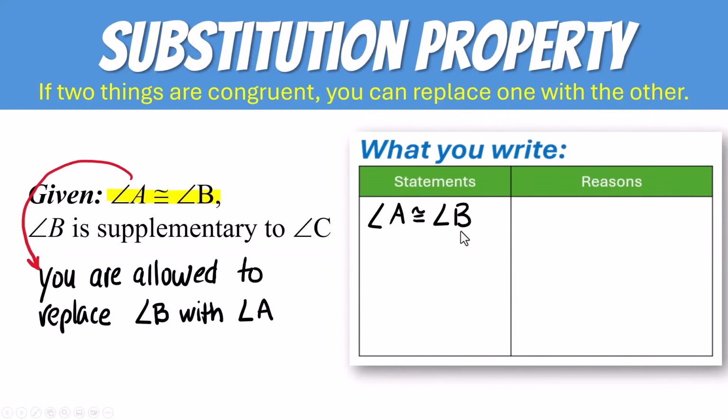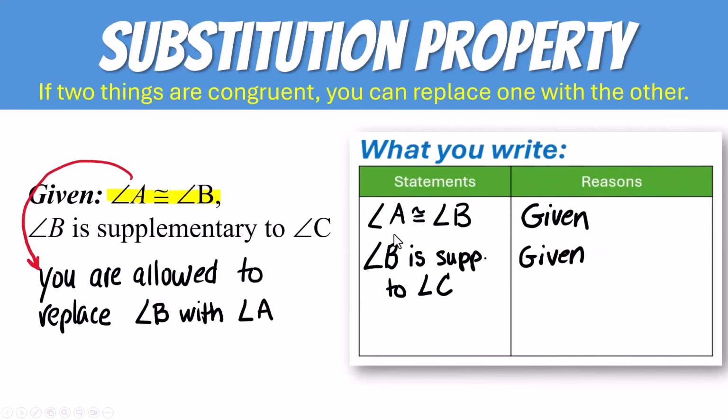We know that A is congruent to B. That is given. We are told that B is supplementary to C. That is also given. Well, we're going to pull a switcheroo right now. If A is congruent to B and B is supplementary to C, then we can say that A is also supplementary to C.